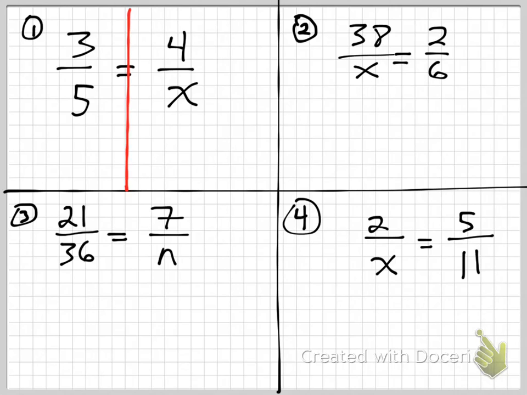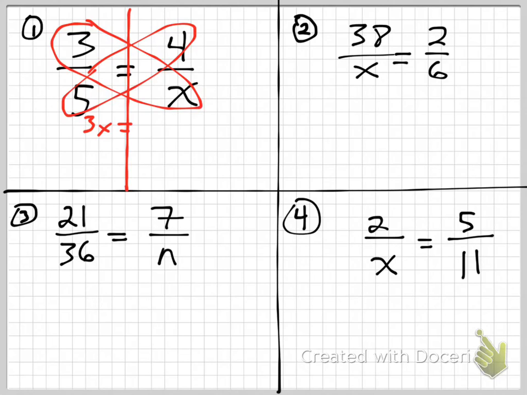Are you watching? Cross multiply. Are you allowed to cross multiply? Yeah. Isn't that the way you're supposed to do it? What is 3 times x? 3x. What is 5 times 4? 20. What do I do now? You tell me. Is the variable happy? Why not? Because he's being multiplied by something. The x is who wants to be happy.